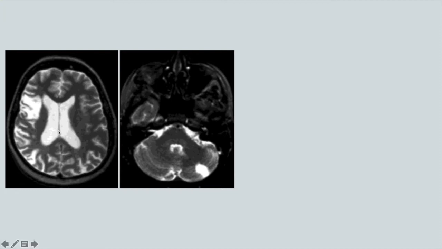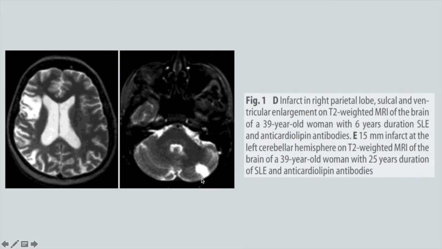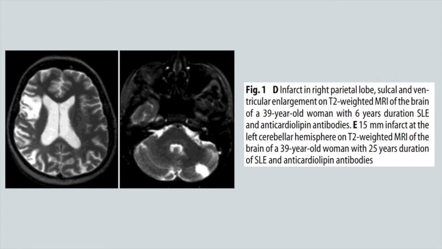On these T2 axial brain images, on the left, you can see there's a right parietal infarct in the background of prominent ventricles and cerebral sulci. This is in keeping with cerebral atrophy. And on the right, you can see there's a left cerebellar hemispheric infarct. This MRI brain belongs to a 39-year-old female with a long history of SLE and positive anti-cardiolipin antibodies.